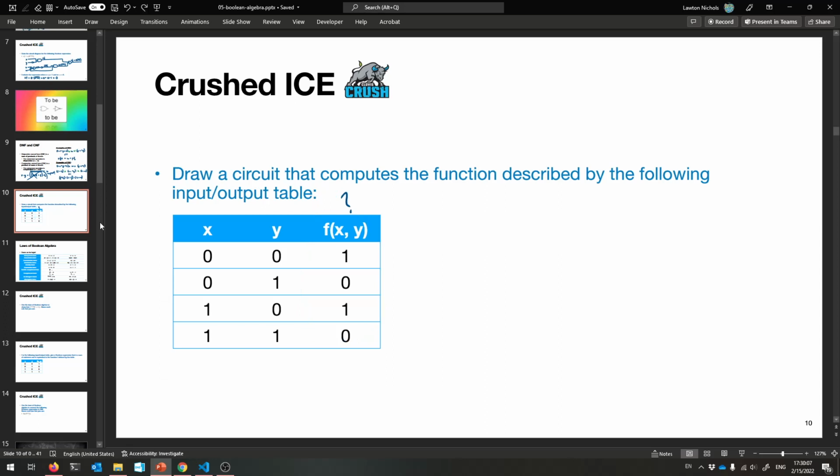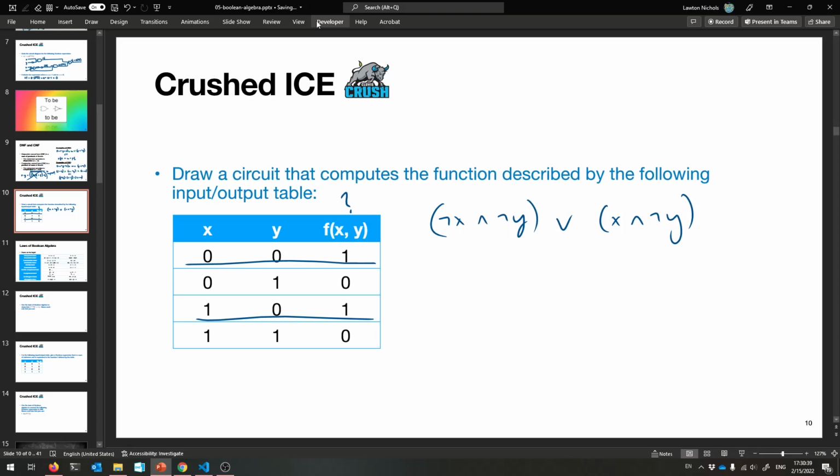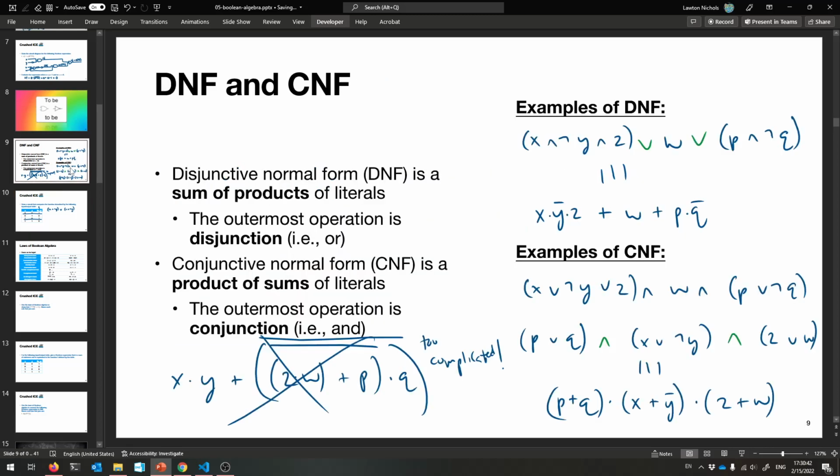So what is F? What should it be? The trick that I showed you was find all of the true cases, right? Here's a true case, here's a true case, and then express that. So what was true here? Well, X was false, not X, and Y was false, not Y. So that's one part. And then we had, this was true, right? So X was true, and Y was false, so X and not Y. And we wanted it to be true when either of them were true. And what do you know? Which one is this? That is DNF. We got into DNF, disjunctive normal form.